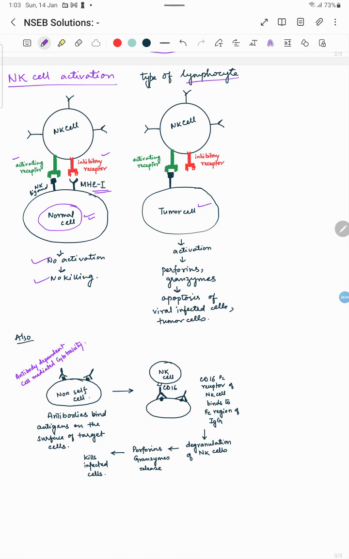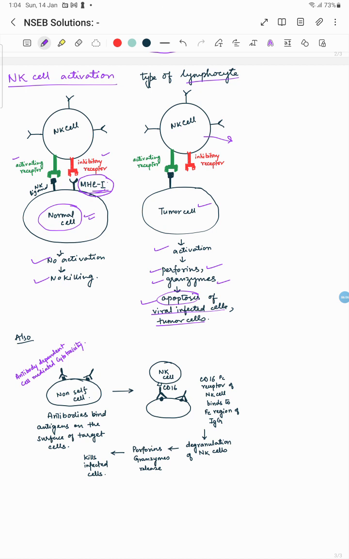But in case of tumor cells or the non-self cells, what happens? There is no MHC1. So this gets activated. It releases several perforins and granzymes, which cause the apoptosis of the viral infected cells, the tumor cells or the non-self cells. This is one process. When there is an absence of MHC1 in the target cells, then the NK cells get activated. It releases various perforins, granzymes, and it just kills our enemy cells.